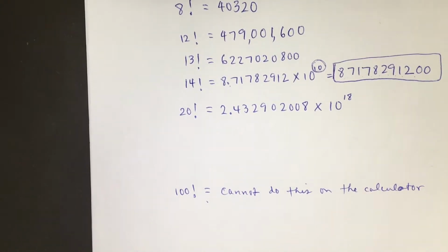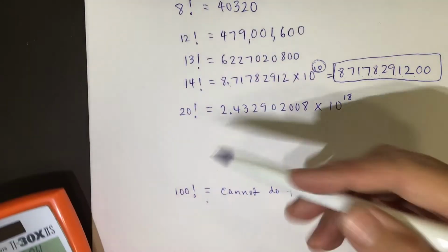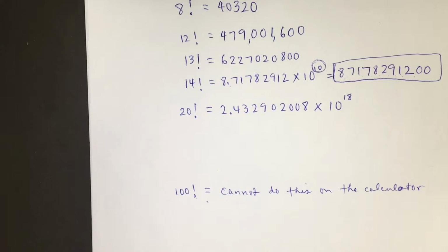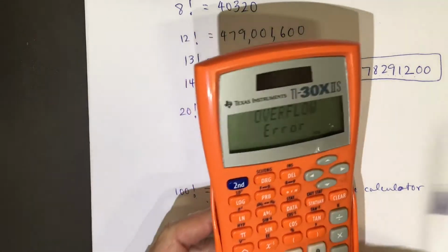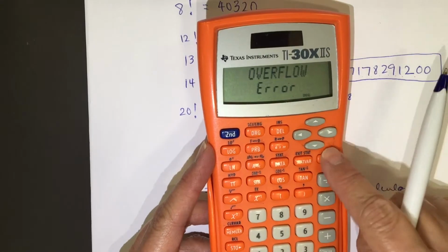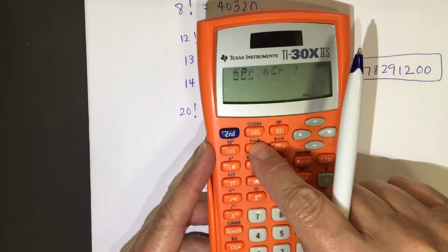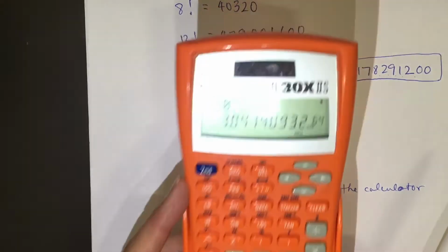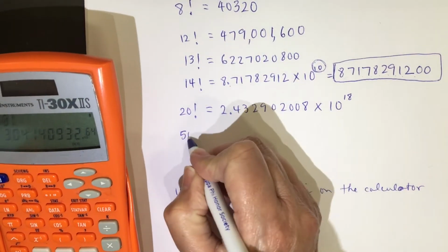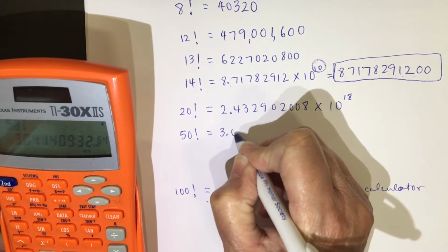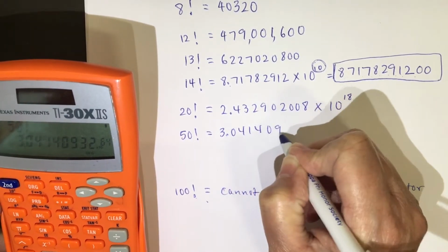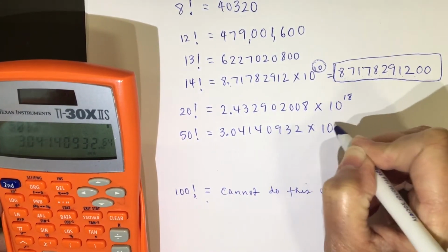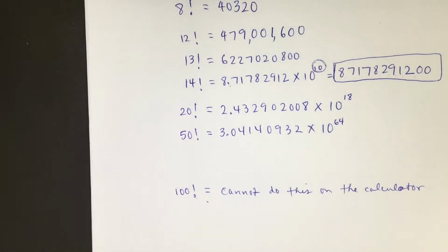Will the calculator do 50 factorial? So somewhere between 20 and 100, it runs out of space in the memory or in the display for sure. Let's see if it'll do 50. 50 factorial. Yes. 50 factorial. I'll write that one. Is 3.04140932 times 10 to the 64th power. The decimal is moved 64 places to the right.